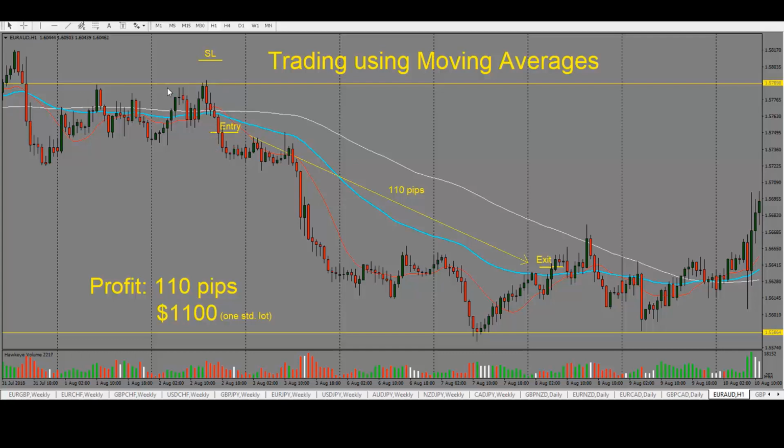Stop would go above our resistance level, and we stay with the trade as long as price is moving lower. We see that our moving averages are spread out, which shows that momentum is to the downside. And once we see that price crosses our moving average, it starts to pull back, it crosses our moving average to the upside here. This is a good place for us to exit the trade. From entry to exit here, we get 110 pips in our trade. So our profit is 110 pips or $1,100 if trading one standard lot.